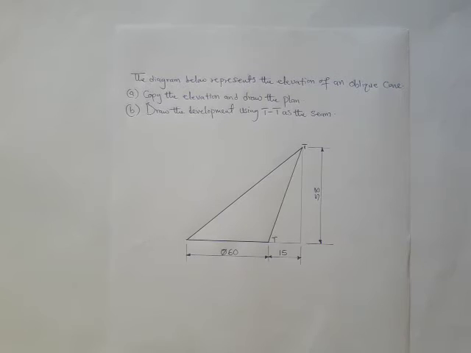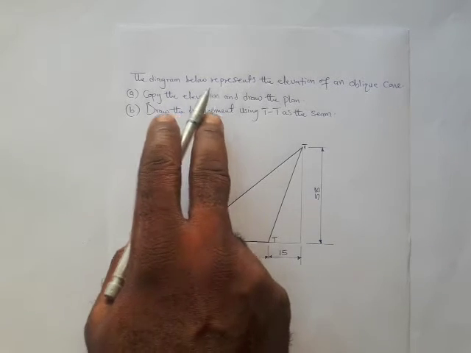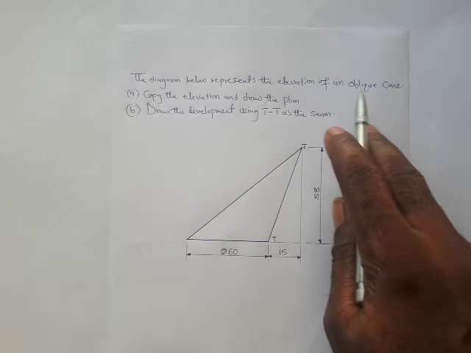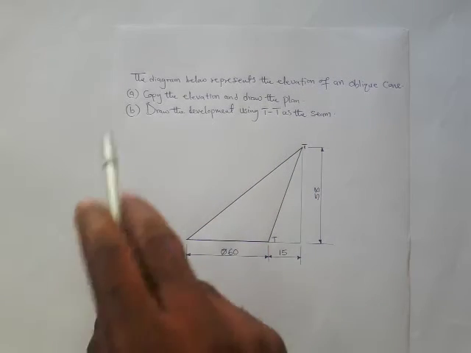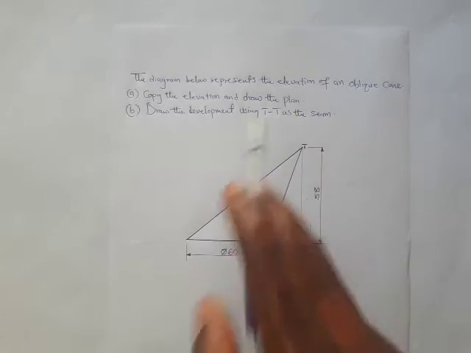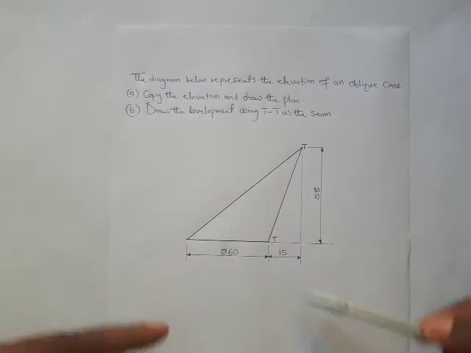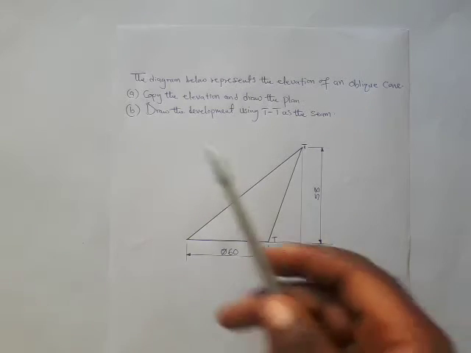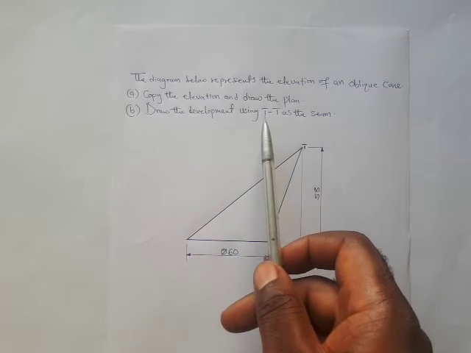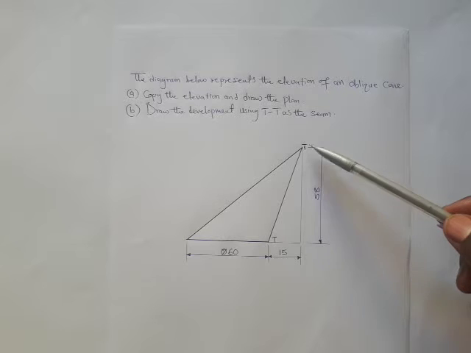So this is an oblique cone and the question says the diagram below represents the elevation of an oblique cone. As you can see, copy the elevation and draw the plan. So we're going to copy this elevation and draw the plan of this whole oblique cone. Then B, draw the development using TT as the seam. Now there's the part TT.